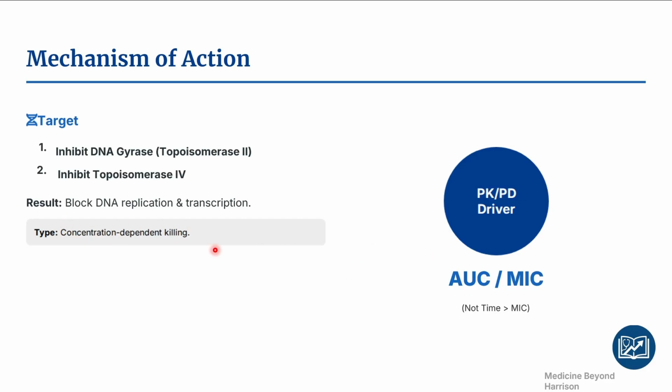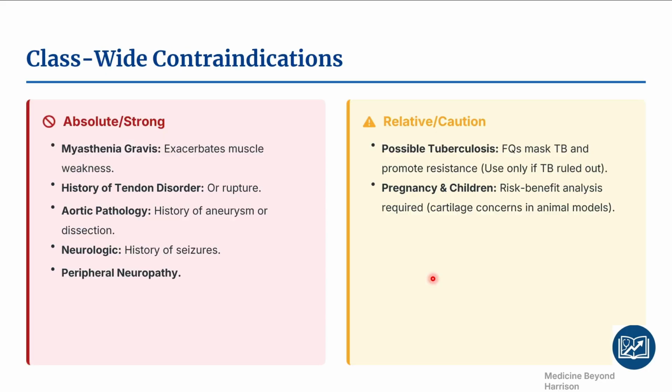It is not like beta lactams, where the time above the minimum inhibitory concentration determines the killing. Here it is concentration dependent killing. So the most important thing is not the time. No, it is the area under the curve above the minimum inhibitory concentration. That is what is required for the mechanism of action of this drug.